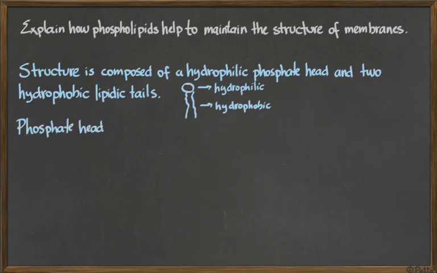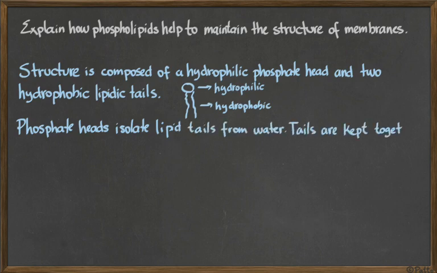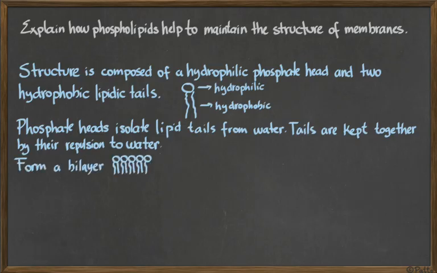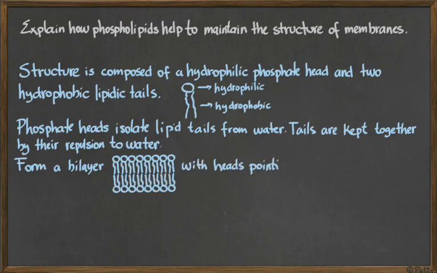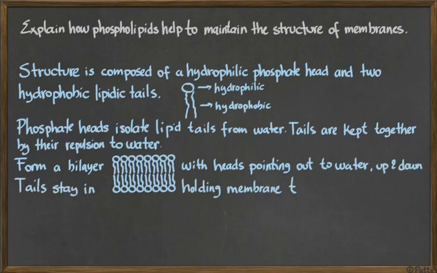Okay. Additionally, the phosphate heads, they isolate the lipid tails from the water. They face the water, so the tails are kept together by the repulsion to water. So tails are kept together, so they make the membranes to stay together, while the hydrophilic heads are protecting them, are isolating them from water. Okay, this will form a bilayer. A little drawing can be useful, although it takes a little bit of a while to make this drawing. But a bilayer, with two layers of lipids, of phospholipids, with the tails facing inside, the heads facing outside. So describing how this goes, that can be a good idea.